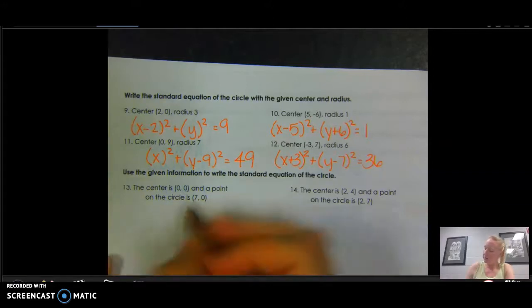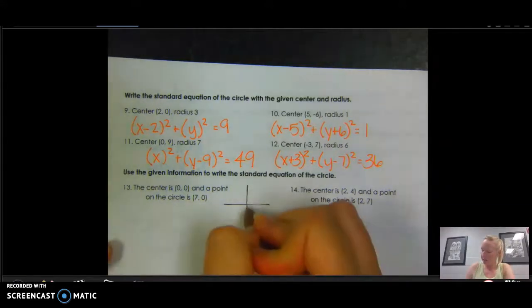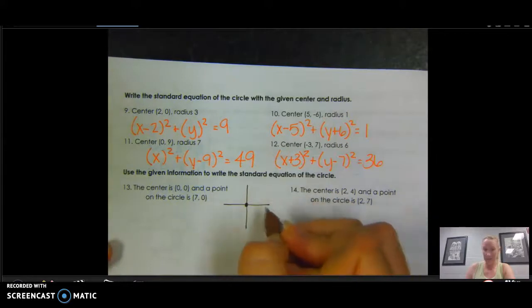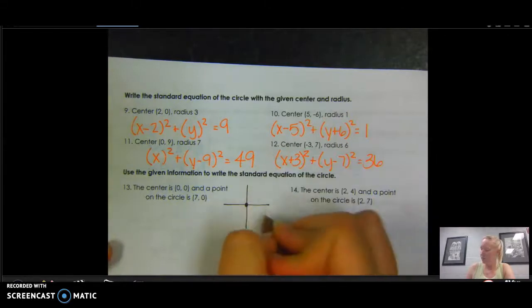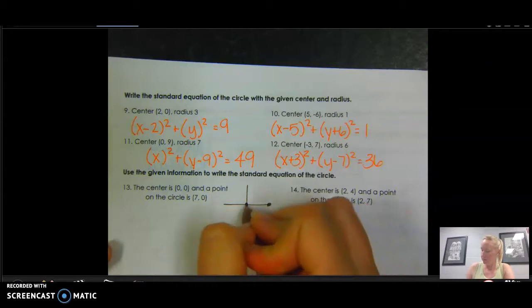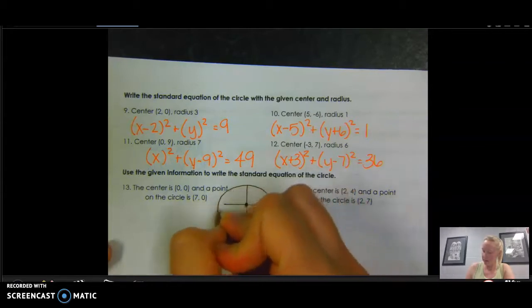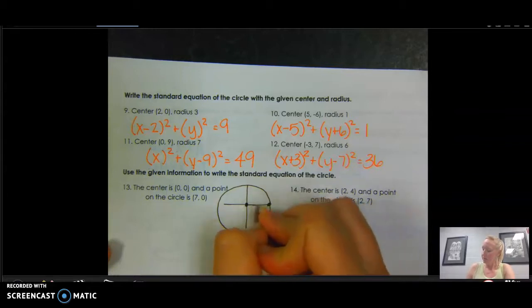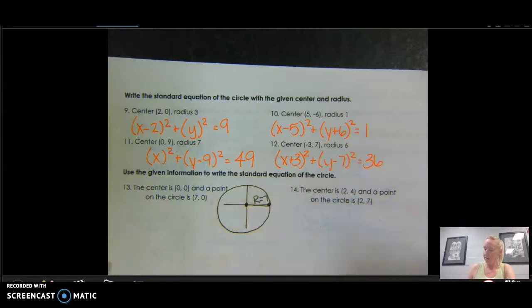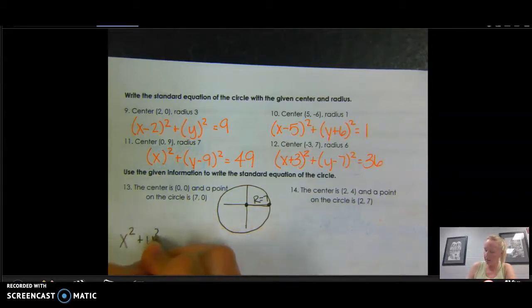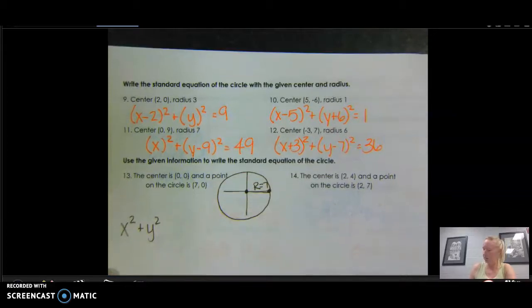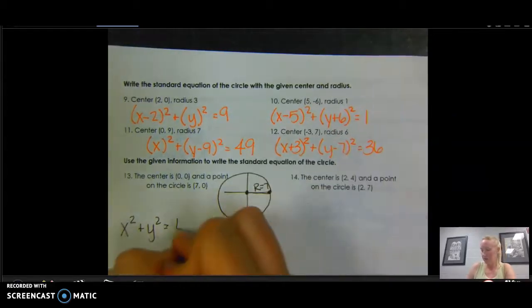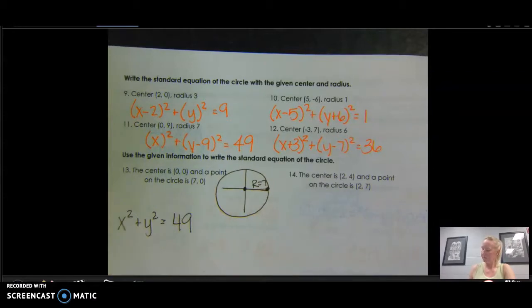All right, so this one, if you want to draw a quick sketch, we have a point at 0, 0. That's the center, it says. And then on the circle, I have a point at over 7, 0. So that means that it's going to go around in a circle like this. Okay, that means that it has a radius equal to 7. So to write this, I'm going to do x squared plus y squared, because it's 0 and 0, so I have nothing to add or subtract, equals my radius squared, which is 49, 7 squared.